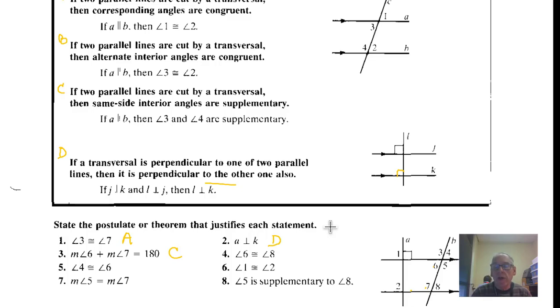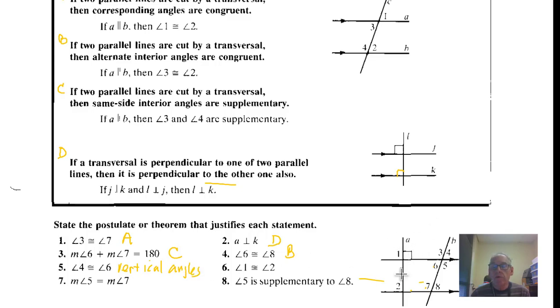Angle 6 congruent to angle 8. If we look at 6 and 8, we can see that they're on alternate sides of the transversal inside the two parallel lines. This makes them alternate interior angles. The alternate interior angles theorem is B. So 4 goes with B. 4 congruent to 6, those are vertical angles. They're always going to be congruent because they're vertical angles. It has nothing to do with lines being parallel.